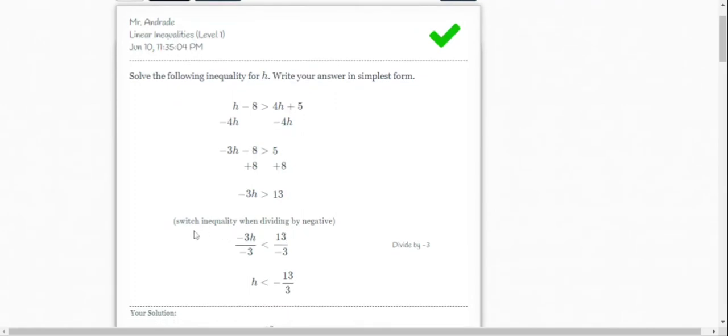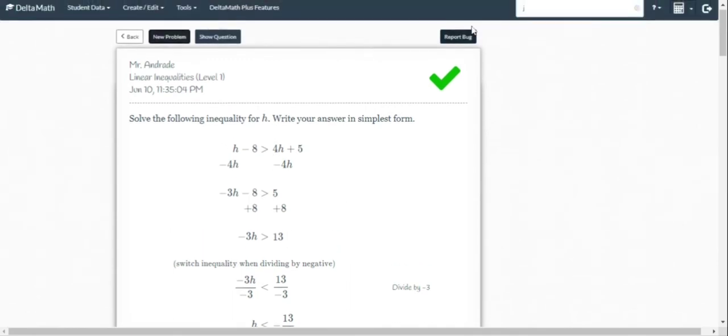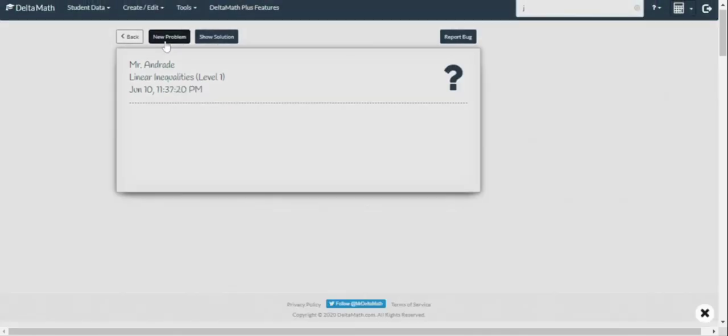Now, remember, we said the only time we switch that inequality sign is when we're multiplying or dividing by a negative number. So since we're dividing by negative 3, it changes from greater than to less than. So we end up with h is less than negative 13 over 3. That's it. Let's try one more.